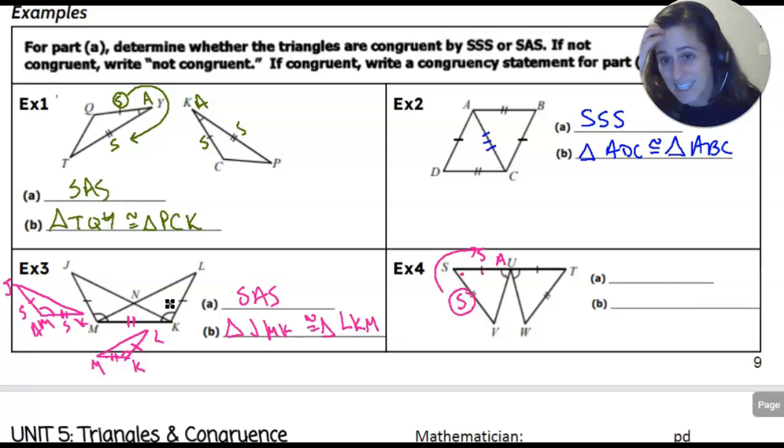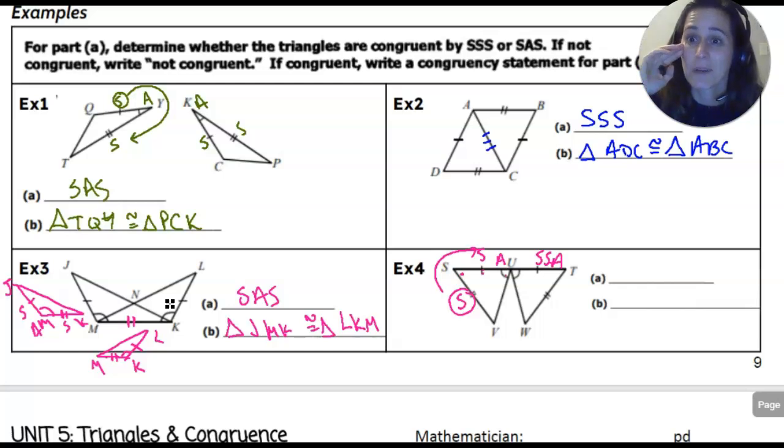Well, unfortunately, side, side, angle is not a way to prove triangles congruent because so far we only know side, side, side, and side, angle, side. In a different lesson, we're going to investigate a few other options, but side, side, angle doesn't prove triangles congruent. A way to remember that is if you spell it backwards, think about what that spells, and that will help you remember that anytime you come across those letters in the same order, don't write it down as being SSA, just write not congruent.